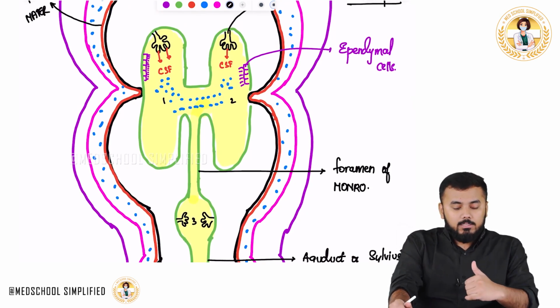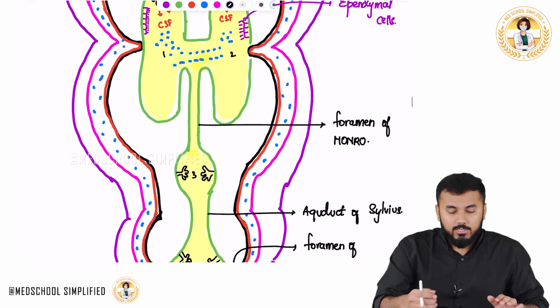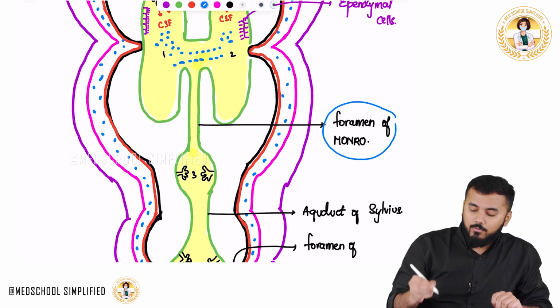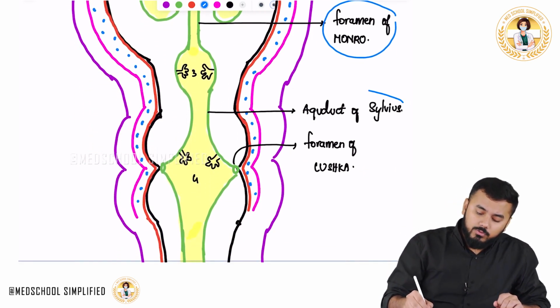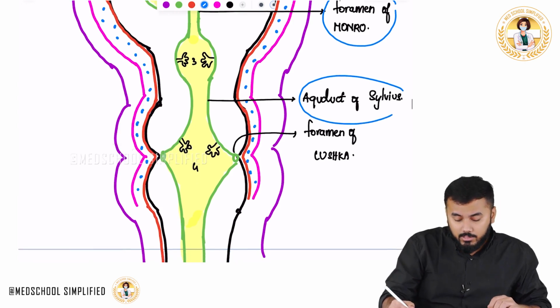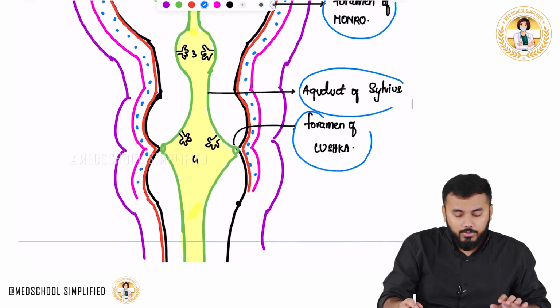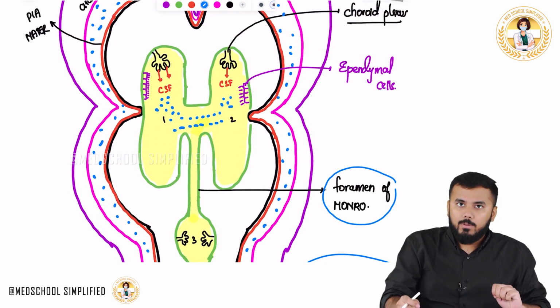Okay. So what are the few important things you need to know? The two lateral ventricles connect with the third ventricle with the help of what? They connect with the third ventricle with the help of the foramen of Monro. The third ventricle communicates with the fourth ventricle with the help of the aqueduct of Sylvius. And within the fourth ventricle you have the foramen of Luschka. Who is actually releasing the CSF? CSF is released by the choroid plexus.